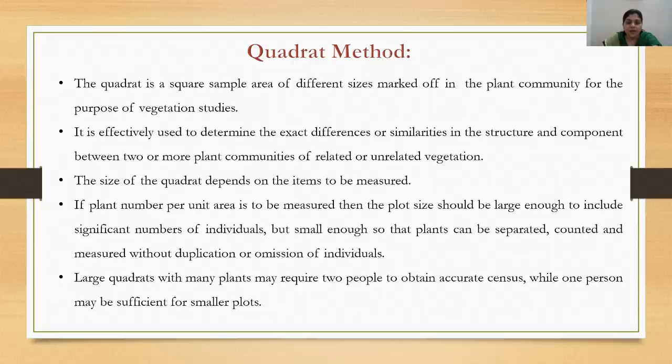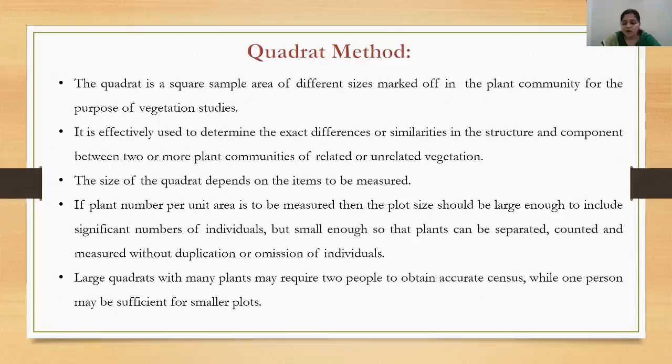Then the size of the quadrat depends on the items to be measured. So whatever number of plants we are going to measure, depending upon that, the size of the quadrat may vary. If the plant number per unit area is to be measured, then the plot size should be large enough to include a significant number of individuals. So if we want to measure how many plants are present per unit area, the size of the plot should be considerably large so that maximum plants can be included.